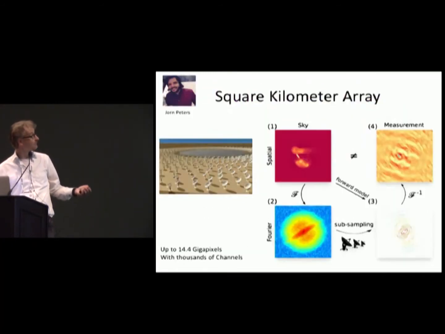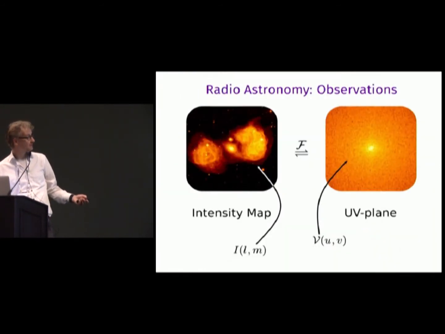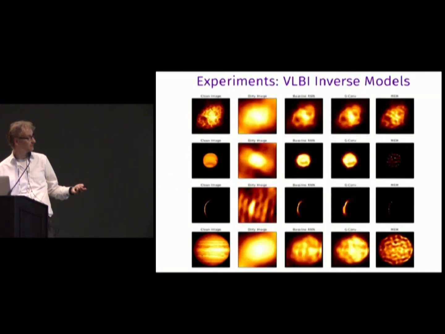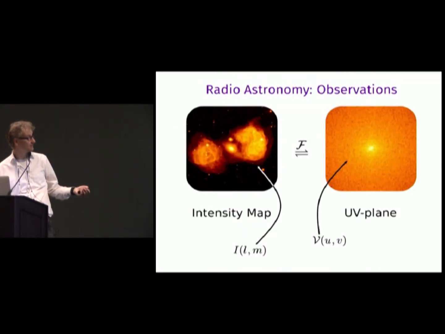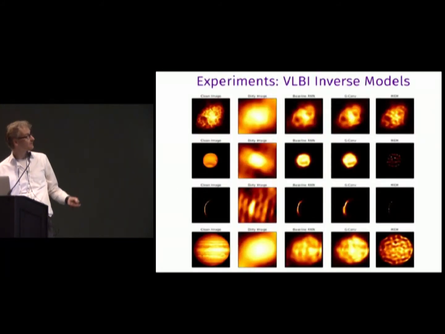So we had Joran Peters work on this for his master's thesis, and he did an awesome job. Again, we have the image of the sky. These are really pretty images, and then you have these Fourier measurements, typically sparse. You downsample these and then try to reconstruct the image. Okay, so here are some results.